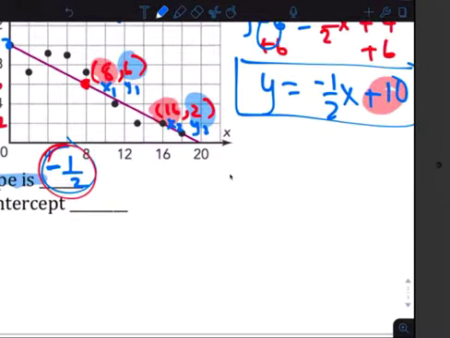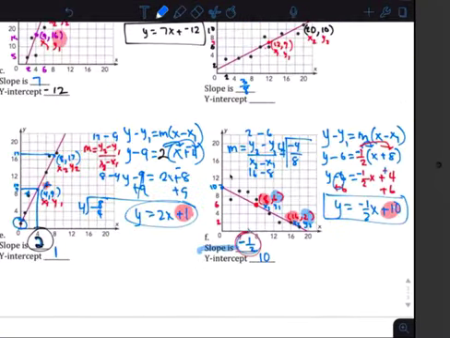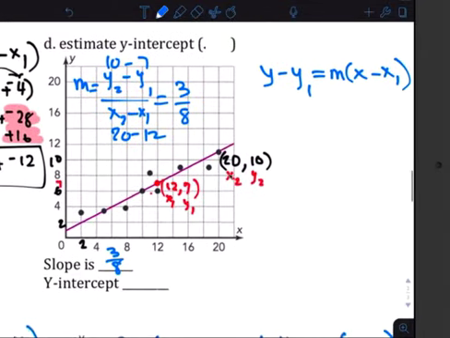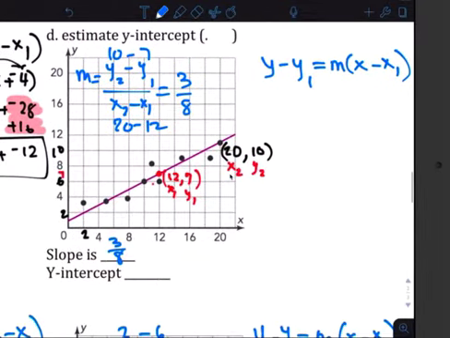Okay, so your y-intercept here is 10. Please put that down as 10. And here, go ahead and finish that. Let me do the fraction of 3 over 8. So y minus y sub 1, which is 7, equals the slope of 3 over 8, times the parentheses x minus x sub 1, which is 12.